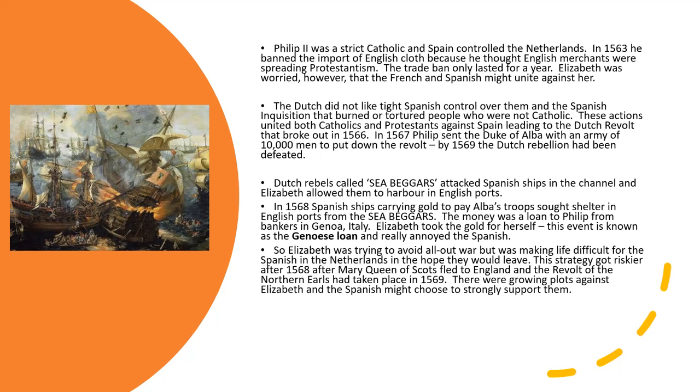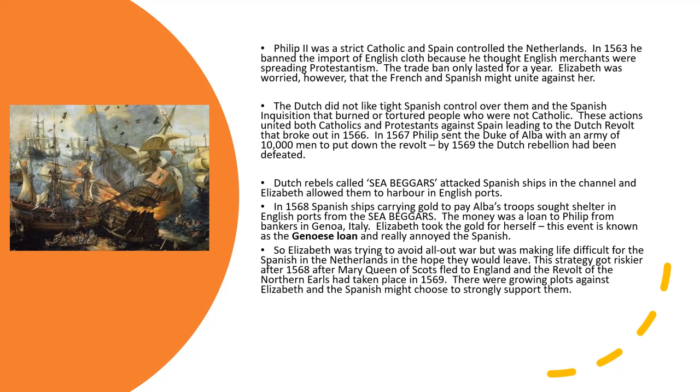Dutch rebels called sea beggars attacked Spanish ships in the Channel, and Elizabeth allowed them to harbour in English ports, so she's signalling her sympathy with their plight. In 1568, Spanish ships carrying gold to pay Alva's troops sought shelter in English ports from the sea beggars. The money was a loan to Philip from bankers in Genoa, Italy. Elizabeth took the gold for herself.